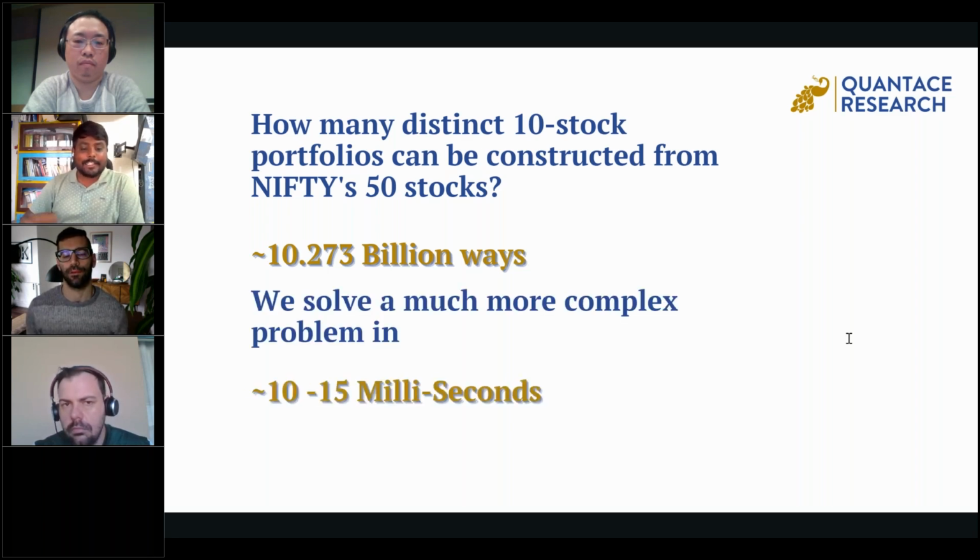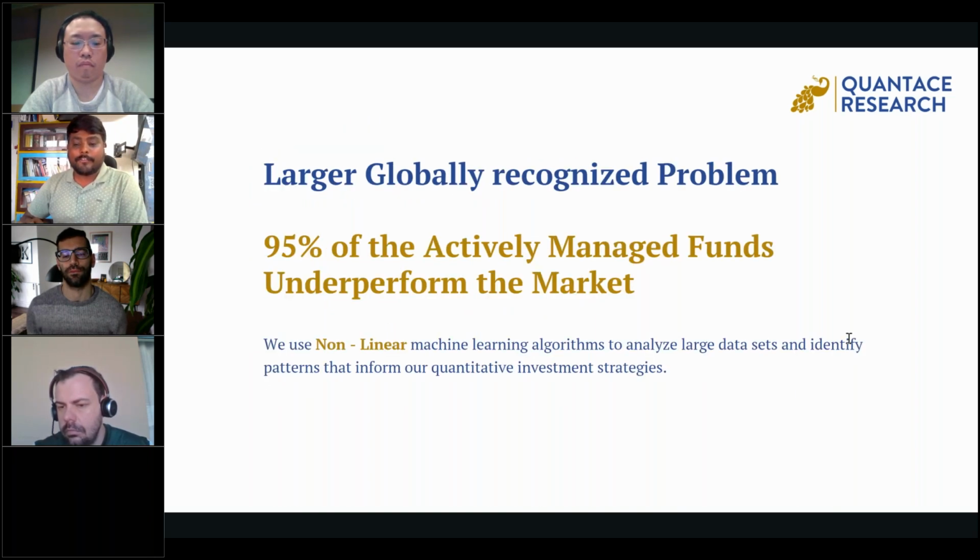And what makes this even more intriguing is the fact that we can achieve these complex calculations in a mere 10 to 15 milliseconds. But speed isn't our only concern. The investment world faces a significant challenge where 95% of the actively managed funds underperform the market. And our passion lies in addressing this globally recognized problem along with our advantage of speed and scale.